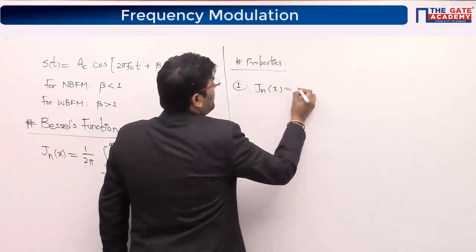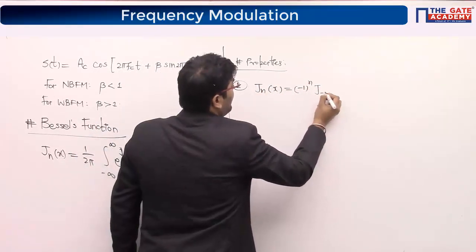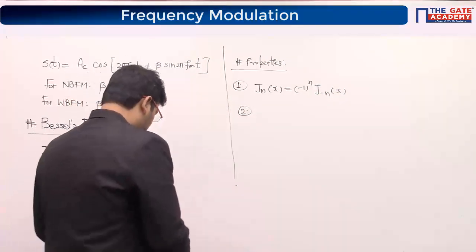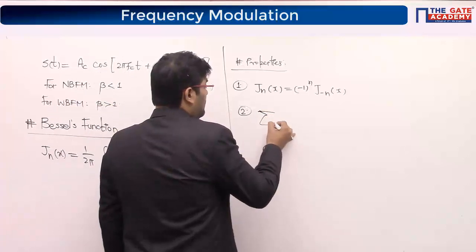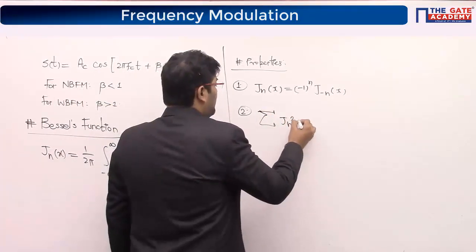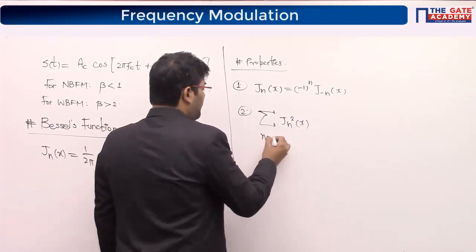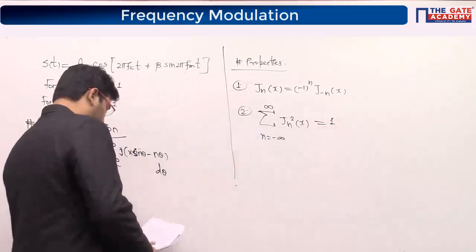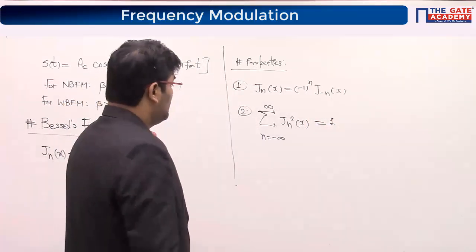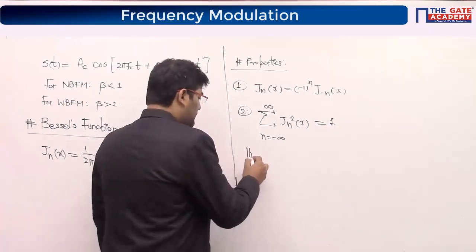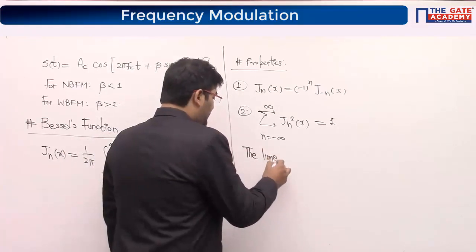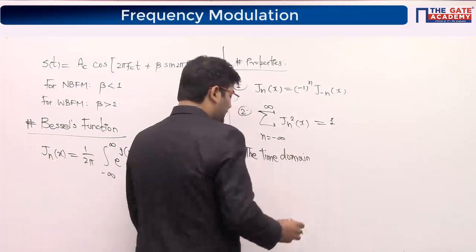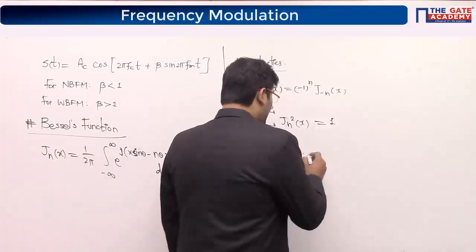First one: Jn of x is equal to minus 1 to the power n J minus n of x. Second property, guys: the sum of Jn squared of x, with n running from minus infinity to infinity, is equal to 1. Now the time domain equation, which I am writing directly, don't ask from where it has come, don't get stuck on that.